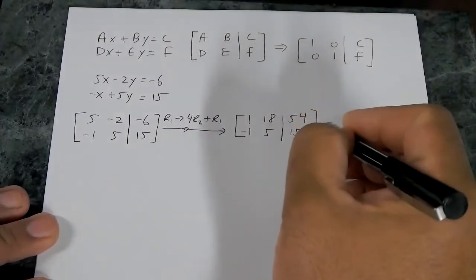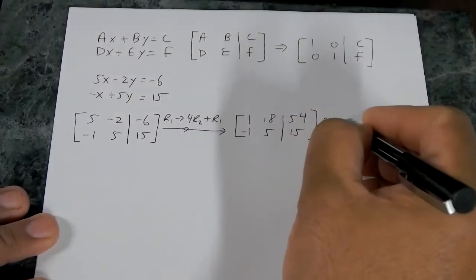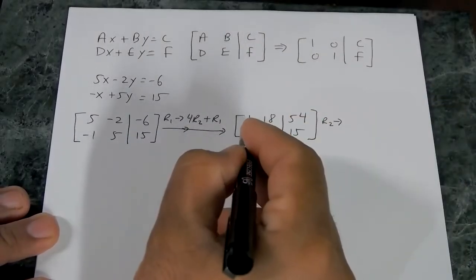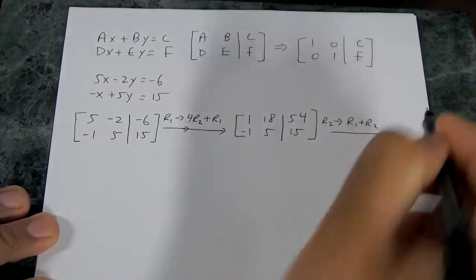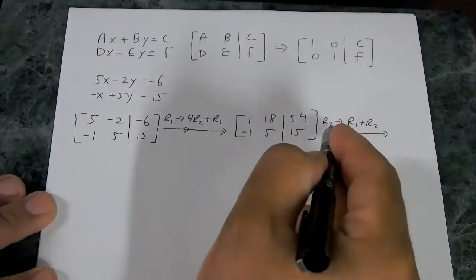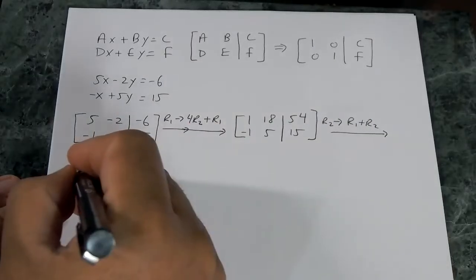So I'm going to rewrite row 2 as row 1 plus row 2. All right, since I'm rewriting row 2, nothing happened to row 1.